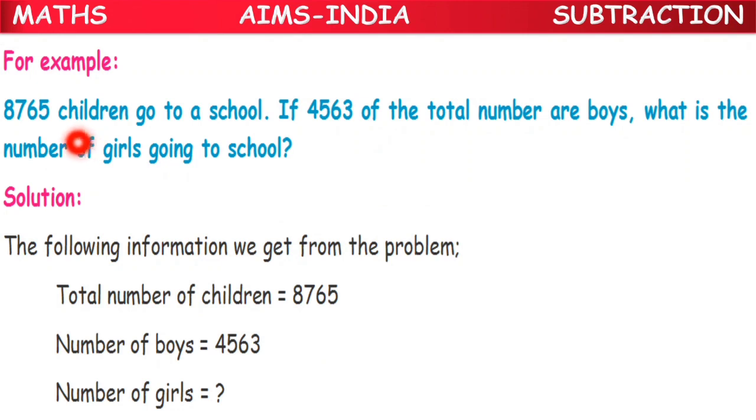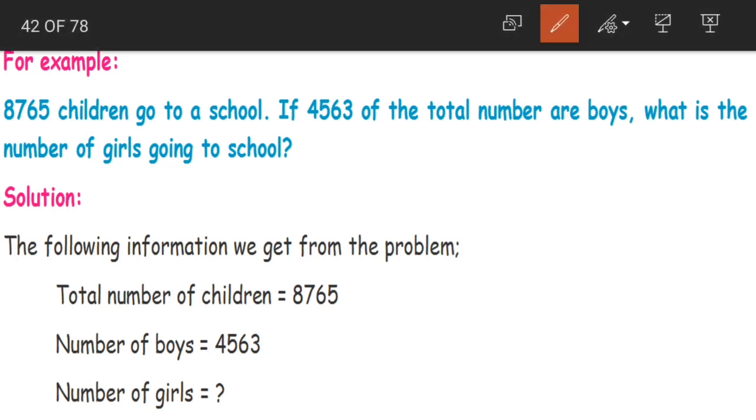Let's solve a final word problem, children. Okay, this is our last word problem. For example, 8,765 children go to a school. Now, if 4,563 of the total number are boys, what is the number of girls going to school? See, what are they saying? There are 8,765 children who go to school. Of that, 4,563 are boys. We need to find out the number of girls going to the school.